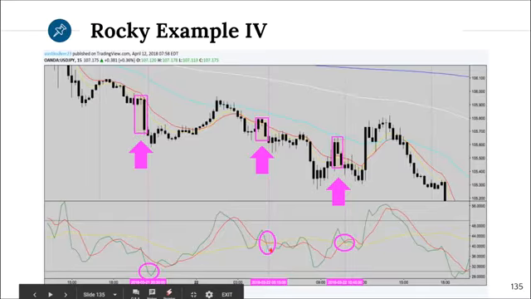RSI coming through the liquid 50. That's a nice looking Rocky. This one, not so much. Look where your RSI is. It's all the way down at 30. You wouldn't be taking this short.